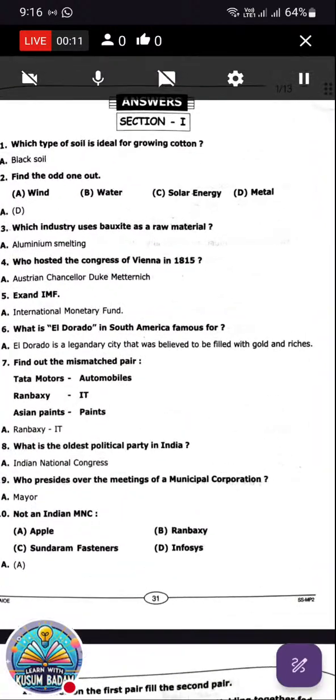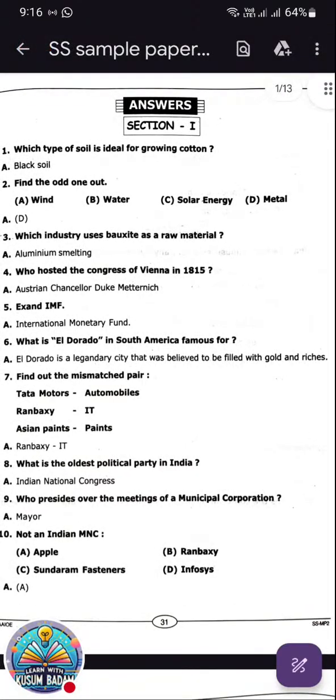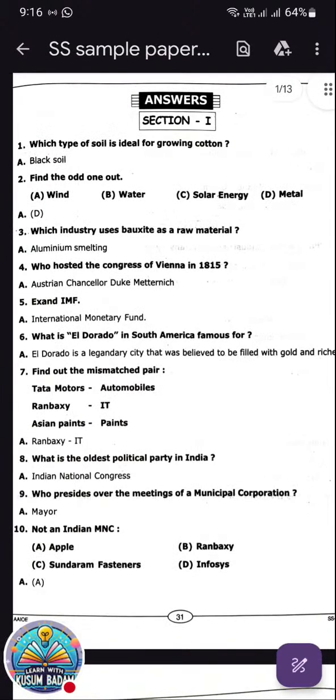So as we decided, let's start out with the second paper. We already completed the first paper, so today I thought of starting the second paper. In the first paper, the long answers were remaining. We'll start that later.